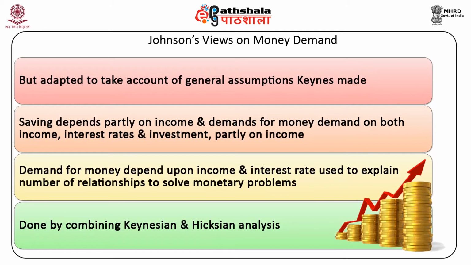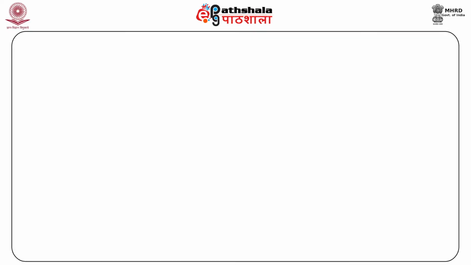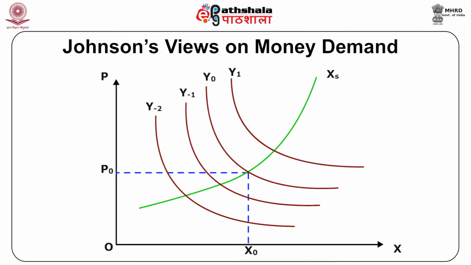For example, saving depends partly on income, investment partly on income, and both demand for money depends upon income and the interest rate. It can be used to explain a number of important relationships to solve several monetary problems. Johnson suggested that this can be done by combining the Keynesian and Hicksian analysis. Let us first focus on the given figure.